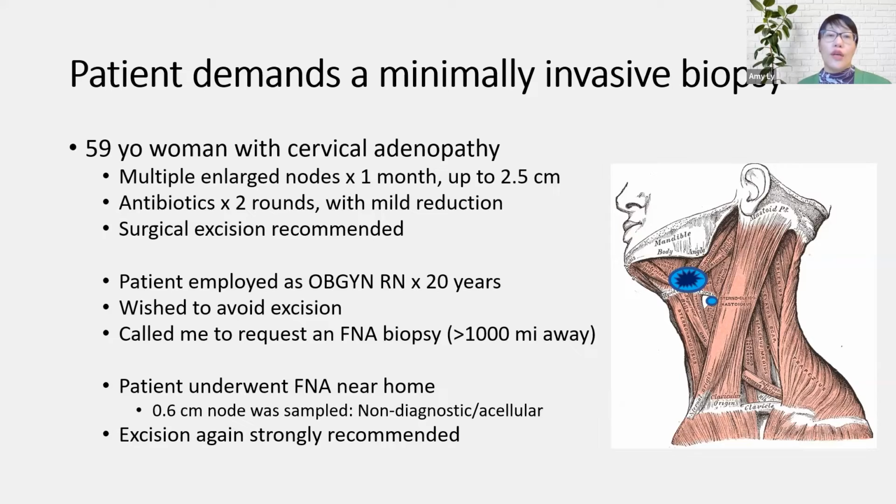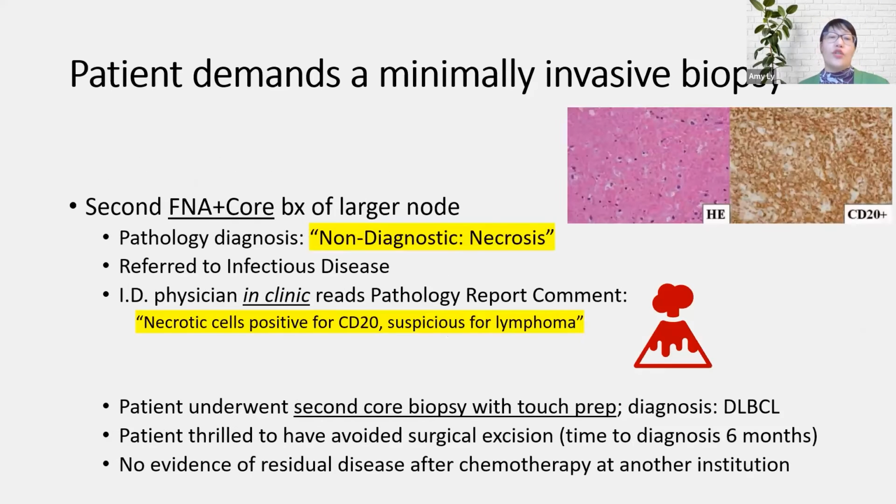And she called me to request an FNA. She actually lived more than 1,000 miles away from me, but she wanted to come to me to get an FNA because she felt this was the best path for her. And I convinced her that it was probably easier for her to get an FNA near home. And then she unfortunately went in, and instead of getting the 2.5 centimeter node sampled, the 0.6 centimeter node next to it was sampled. And not surprisingly, it was non-diagnostic. And again, she was sent for excision.